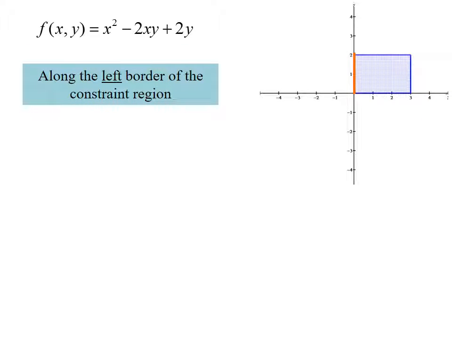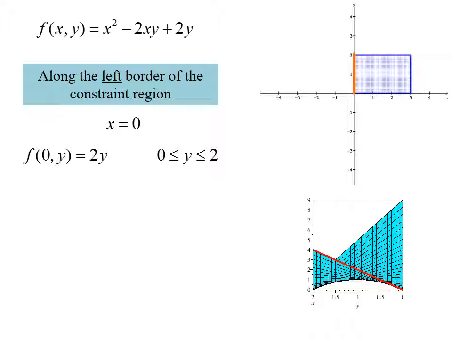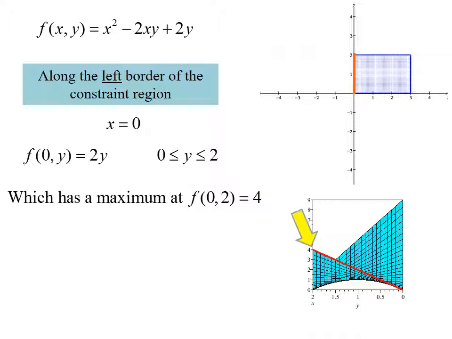Here's the left border. Along the left-hand border, that would be x equals 0. Plugging a 0 in place of x, we get z equals 2y. And so here's the graph in the zy plane of z equals 2y. You can see that's a straight line, and the maximum value occurs at y equals 2, minimum value occurs at y equals 0. We'll take those points, plug them into the function, see what value we get.